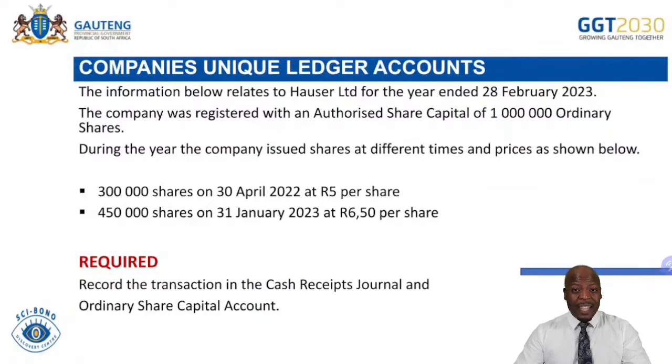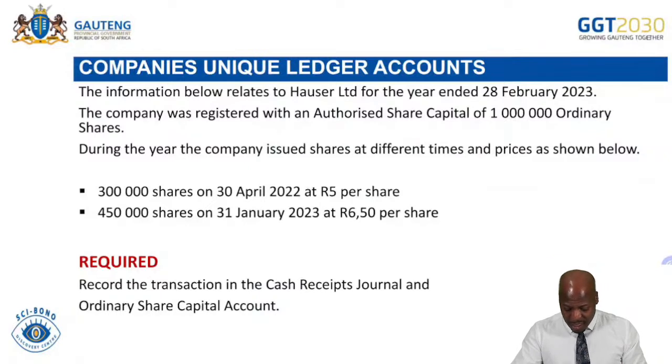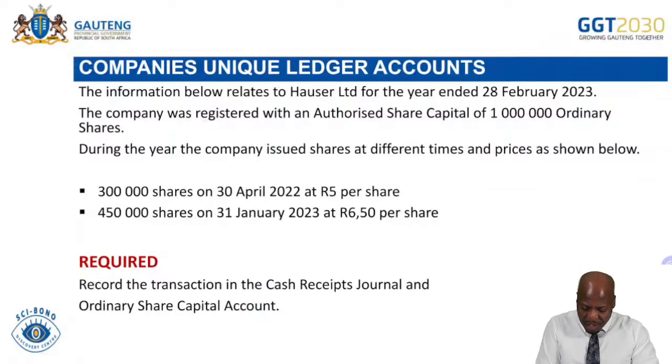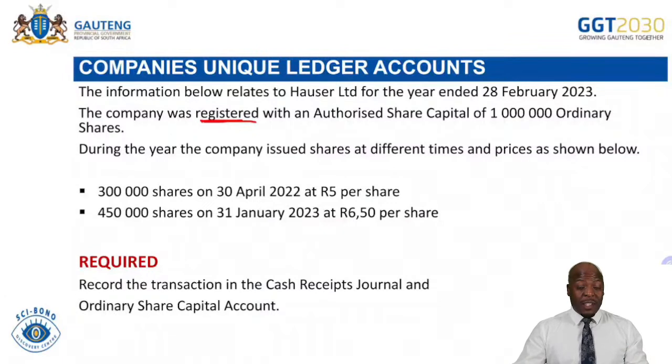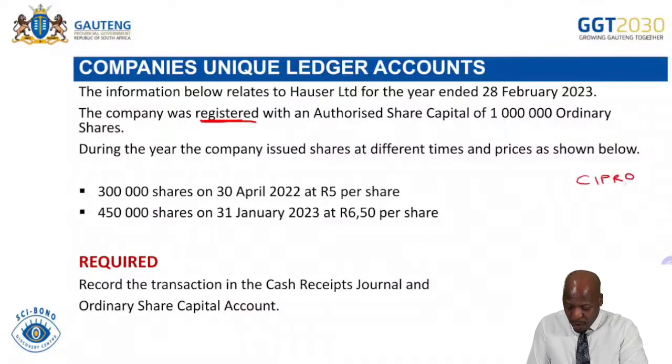And we're going to do the company's unique ledger accounts. Let's begin. The information reads, the information below relates to Hose Limited for the year ended 28 February 2023. The company was registered. Okay, here's a quick question. Where are companies registered? Where do we go to register companies? We go to your CIPRO. What does this stand for? The Companies and Intellectual Property Commission. This is where we go and register our companies.